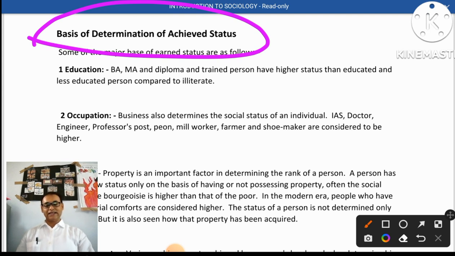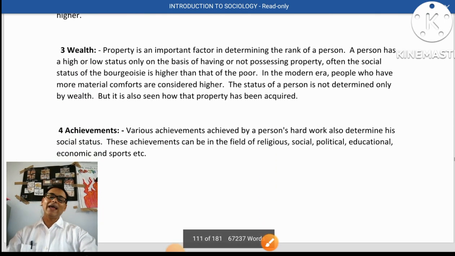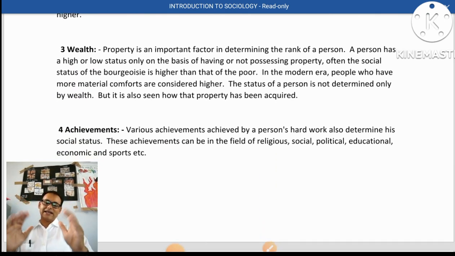IAS, doctor, engineer, professor's post are considered higher occupations than peon, mill worker, farmer, shoemaker. Wealth. Property is an important factor in determining the rank of a person. A person has a high or low status only on the basis of having or not possessing property. Often the social status of the bourgeoisie is higher than that of the poor. In the modern era, people who have more material comfort are considered higher.